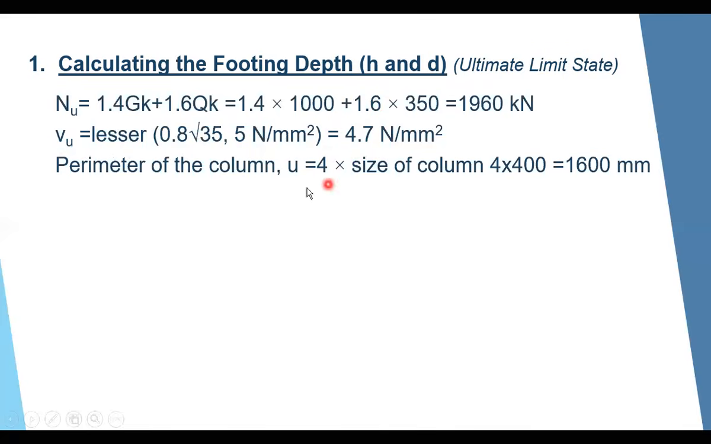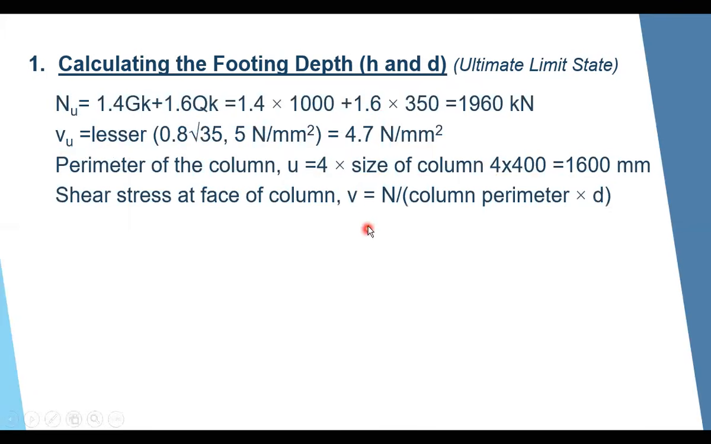To do that, we have to get the perimeter of the column. The perimeter of the column equals 4 times the side of the column, because this is a square column, so it will be 4 times 400. 4 times 400 equals 1,600 millimeters. This is the perimeter of the column.